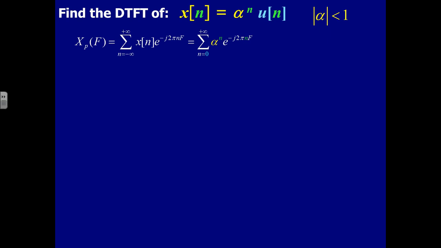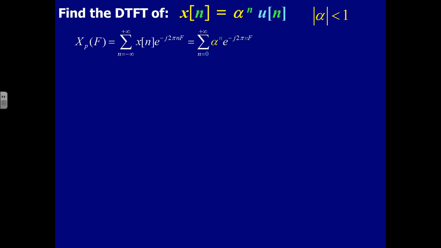Now what we do with the u of n is change the limits of the summation, because x sub n is 0 for all values of n less than 0. We don't need to sum up the negative n terms, so we can raise the starting index for our summation to n equals 0. And that's how we account for the u of n. I can then drop the u of n from the explicit expression. So we have a sum from n equals 0 to plus infinity of alpha to the n, e to the minus j 2 pi nf.